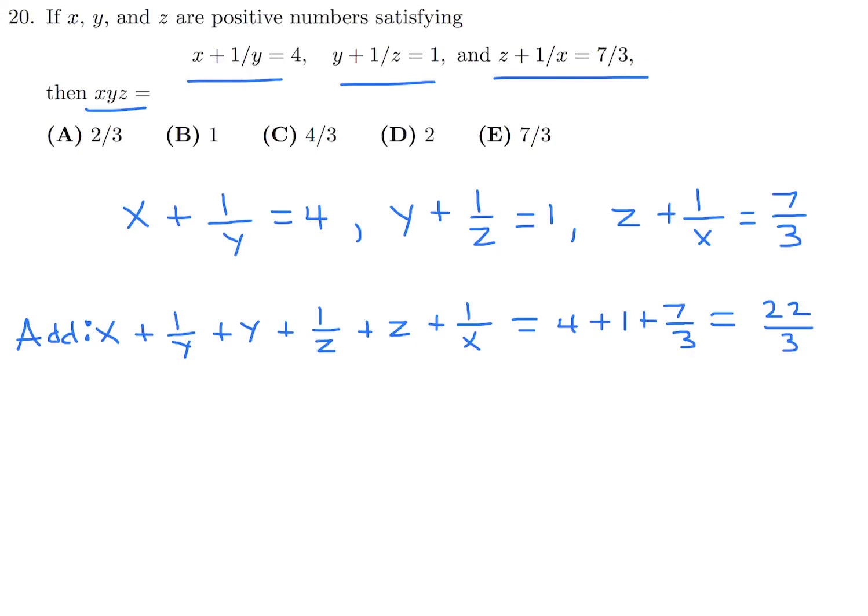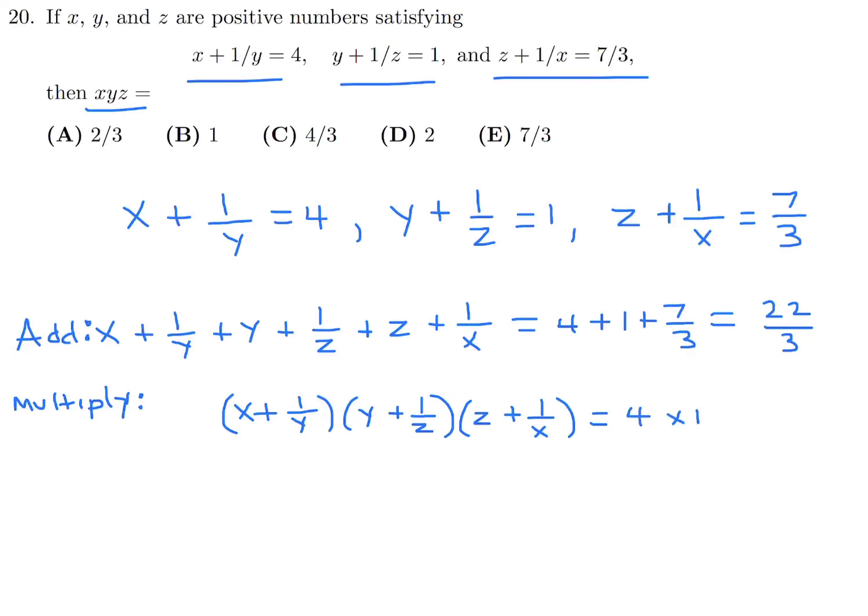Okay, now I can multiply. I can multiply those 3. So X plus 1 over Y times Y plus 1 over Z times Z plus 1 over X. And then on the other side it would be 4 times 1 times 7 over 3. And this looks like 28 over 3. And then now we've got this big long thing.